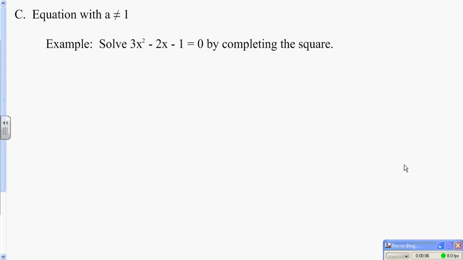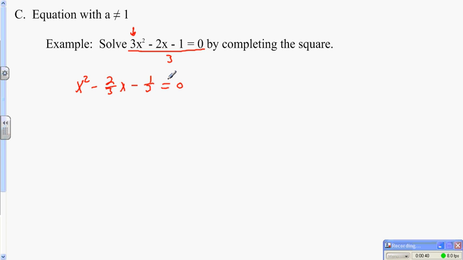Now how do we complete the square if we have a lead coefficient that is not a 1? If you notice, we have a 3 here, and we cannot use the method of completing the square unless our lead coefficient is 1. So our first step for this one is to divide everything by 3. In doing so, we will get x squared minus 2/3 x minus 1/3 equals 0.